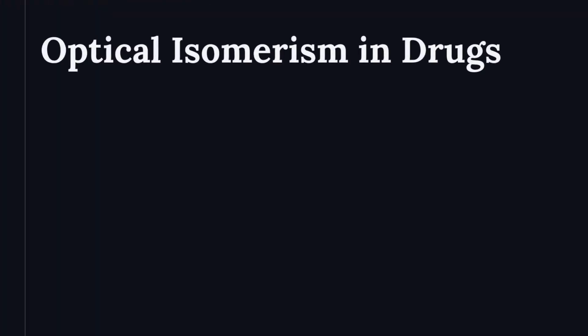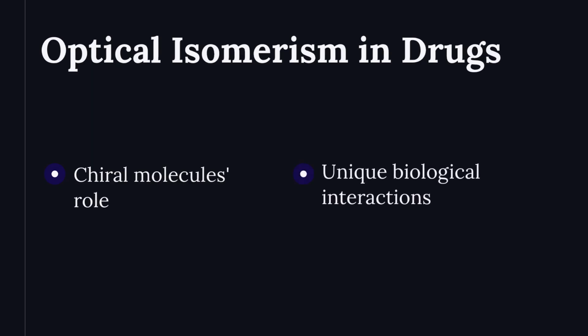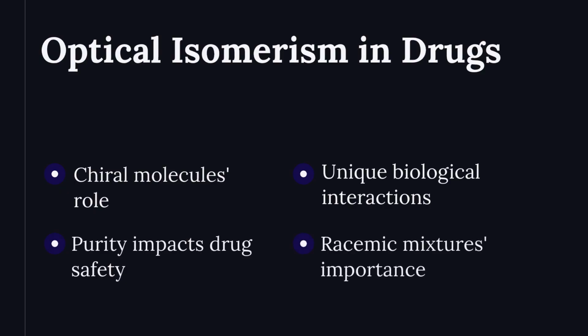Optical isomerism significance extends to drug design. Chiral molecules interact uniquely with biological systems. Enantiomer purity affects drug efficacy and safety. Understanding racemic mixtures is crucial. This knowledge is vital for pharmaceutical advancements.